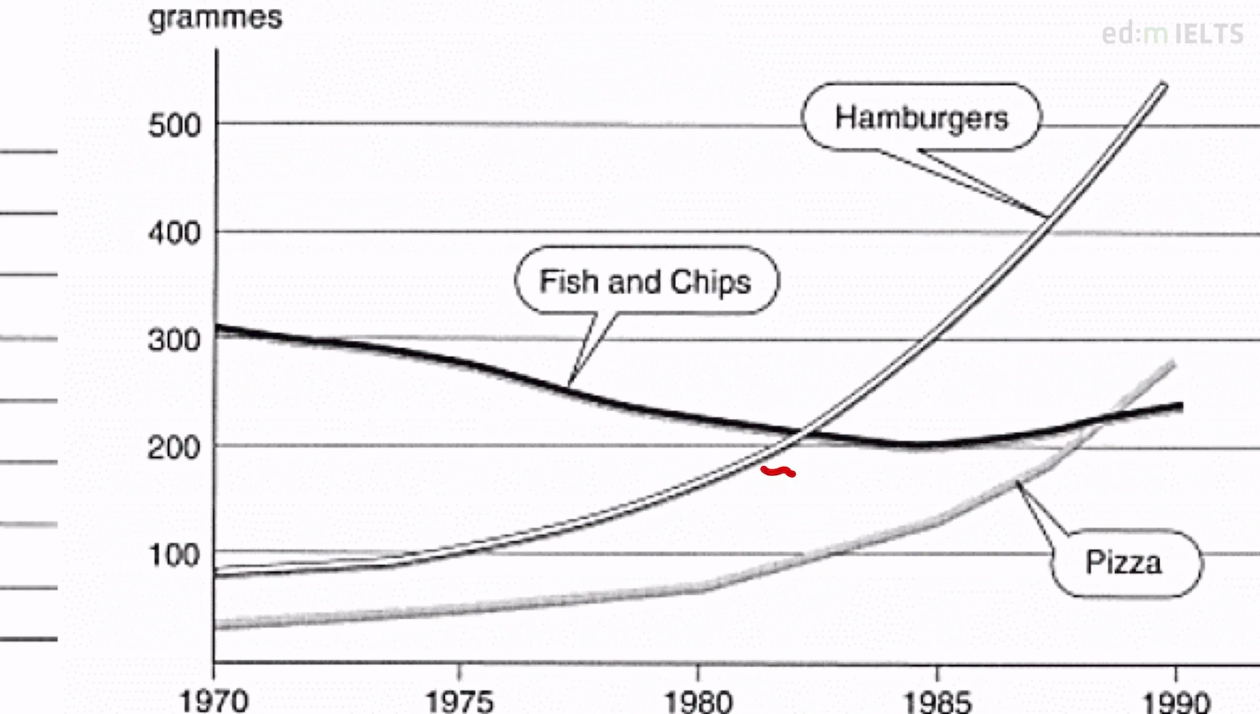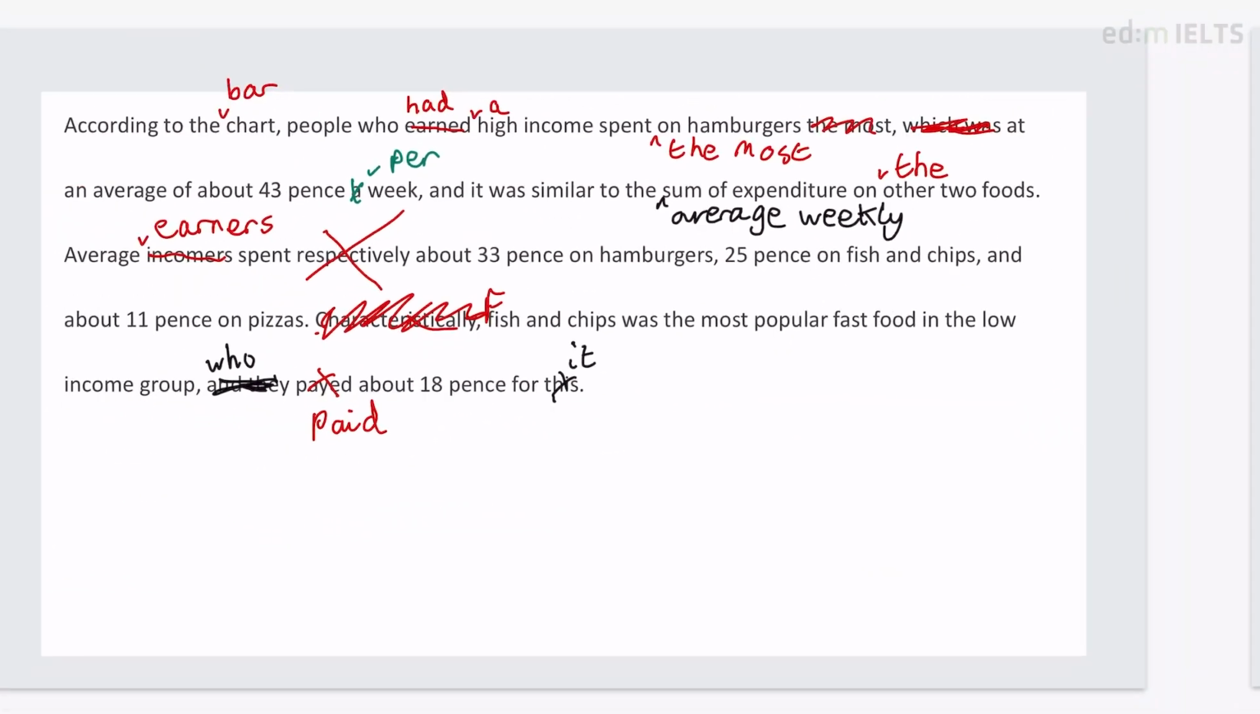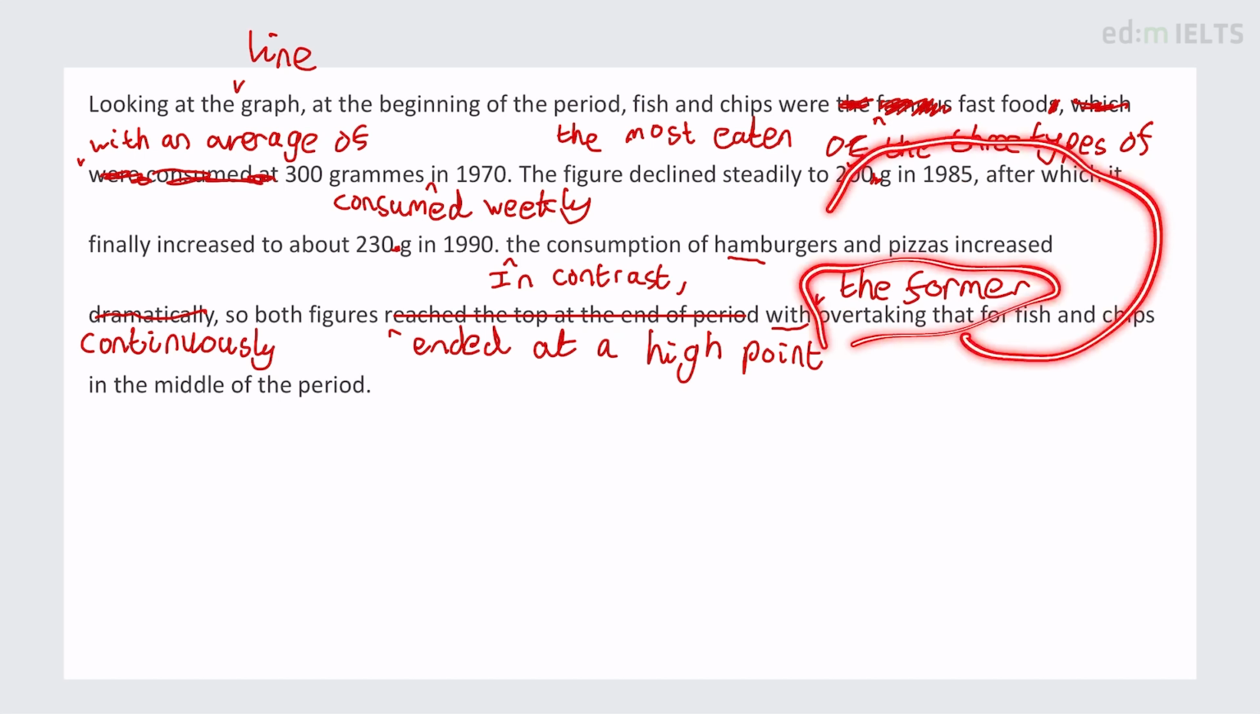the one for hamburgers overtaking that for fish and chips in the middle of the period. So here, I'm going to say the former. That's how I'll use cohesion in a neat way. When you say the former, you mean the first one mentioned. I said hamburgers and pizzas, first and second. Hamburgers would be the former, pizzas would be the latter. So this is kind of cohesion in the sense that I'm referring back in a neat way to things I've said before. So sorry, not to pizzas, to hamburgers.